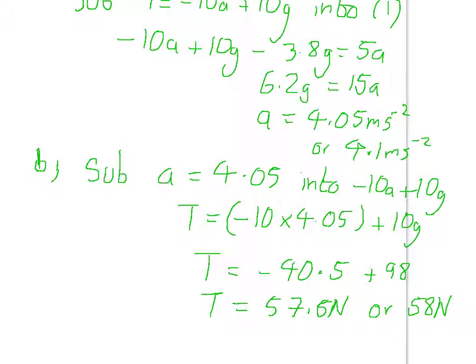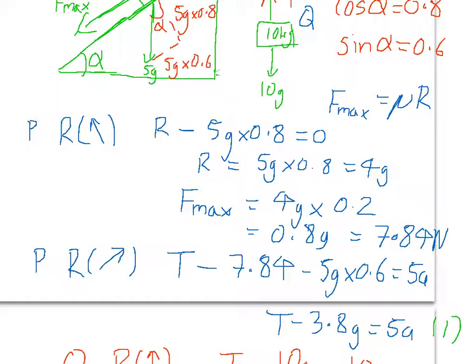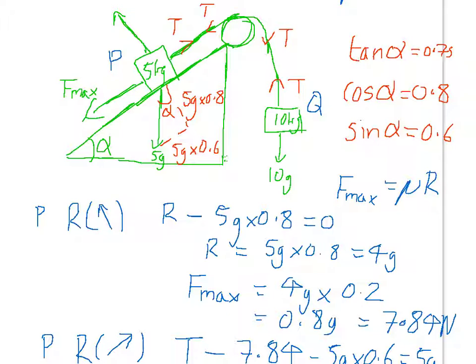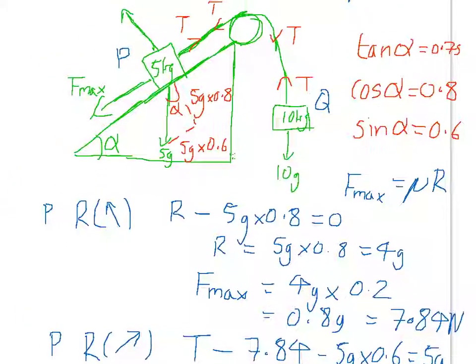There's a lot of work in this question, but everybody should be able to find some parts of it by initially setting up your diagram and finding the components of the forces acting perpendicular to the slope to find out what the friction max is. This question is probably going to be worth in the region of around 10 marks.